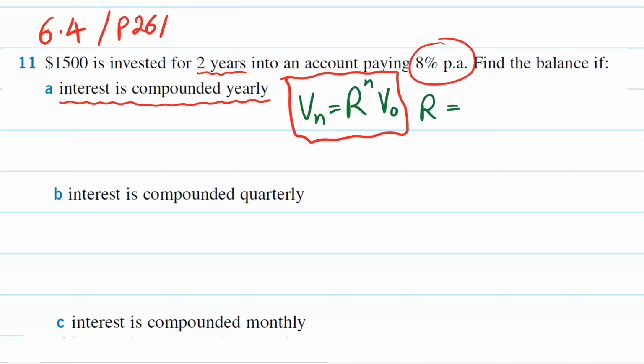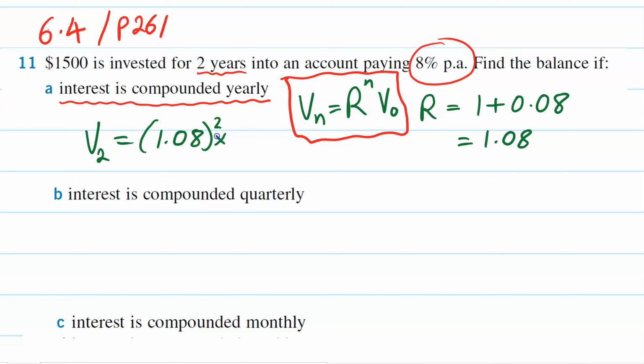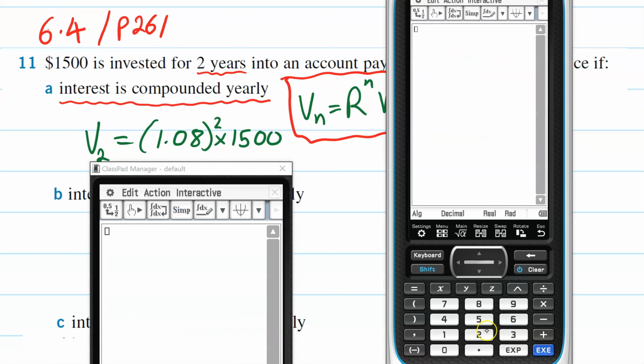Okay, R is now 1 plus 8%, 0.08, so that's basically 1.08. Let's apply the formula. V2, at the end of the second year, we would have 1.08 to the power 2 times the initial. I'm going to use the calculator for this: 1.08 to the power 2 times 1,500. What do we get? Okay, $1,749.60.